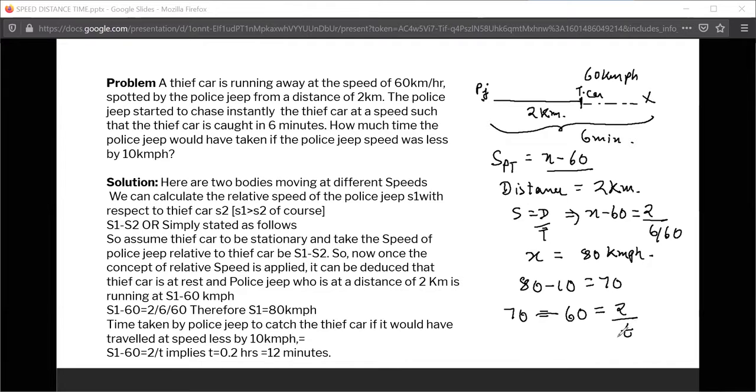and this implies 10 t equals 2. So t equals 1 by 5 hours. In minutes, if you multiply this, it will be 12 minutes. I hope you got the solution. Let's move to the next question.